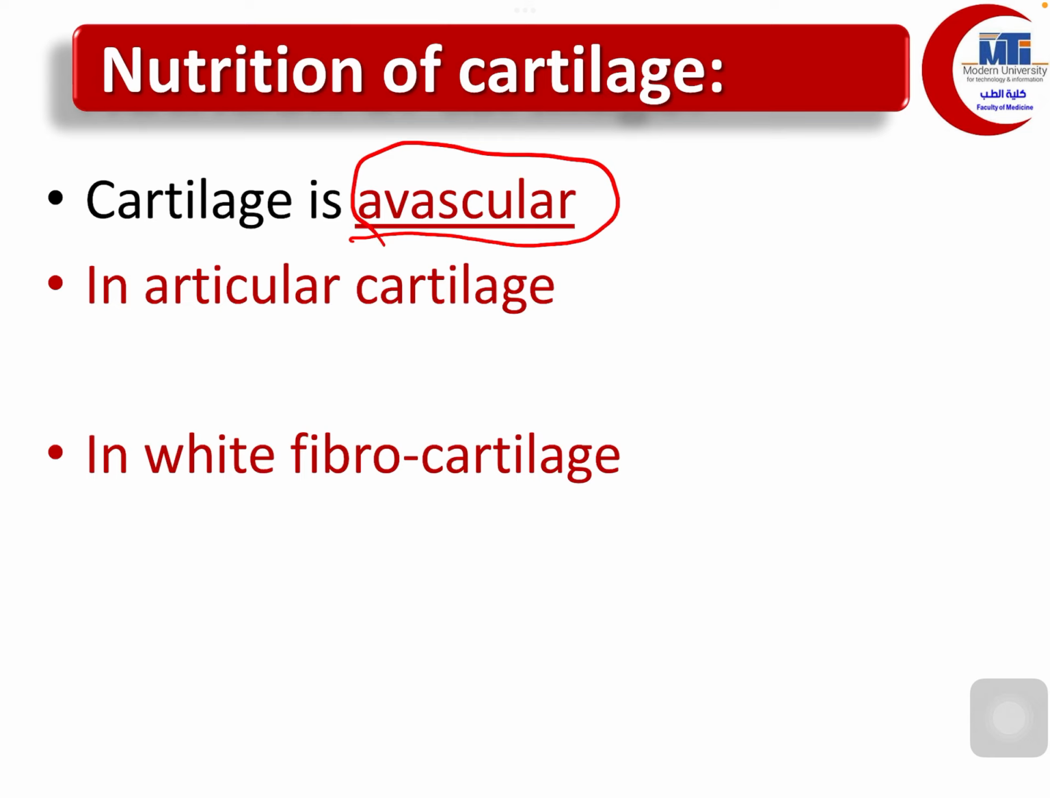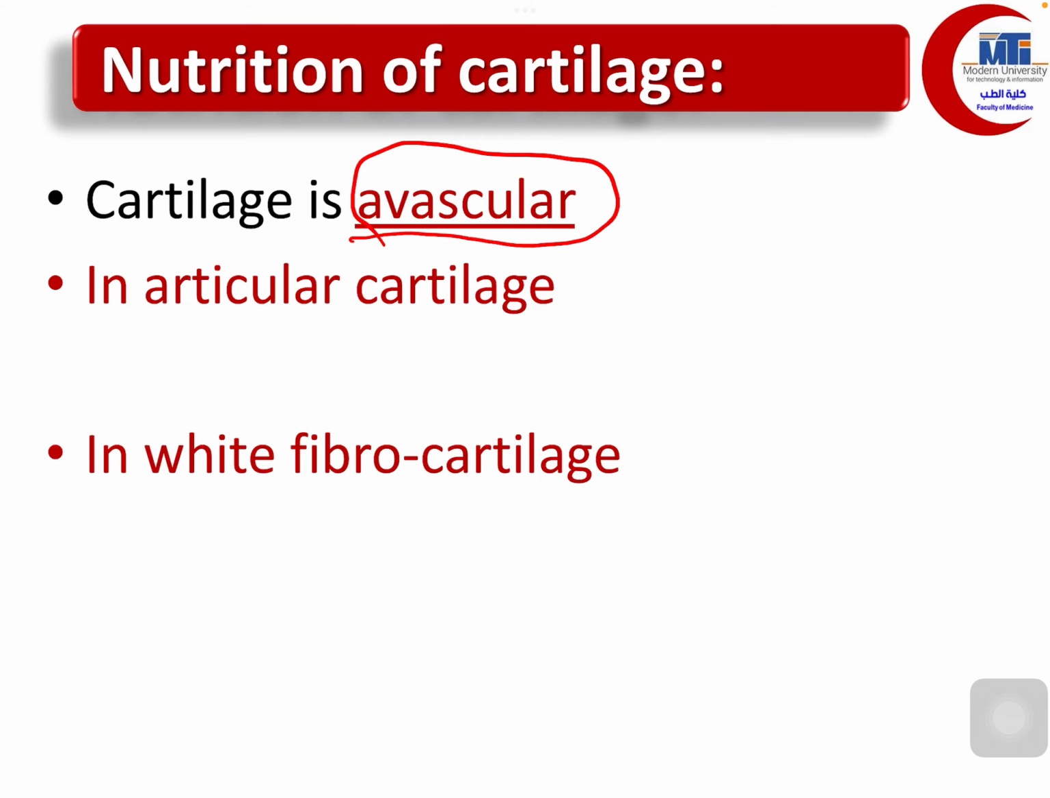So in all types of the cartilage which have the perichondrium, the nutrition of the cartilage occurs by diffusion of nutrients and the gases from the blood capillaries in the outer perichondrium. But we also mentioned before that there are two types of cartilage, which are the articular cartilage, one of the sites of the hyaline cartilage, and the white fibrocartilage, that are devoid or lacking the outer perichondrium.